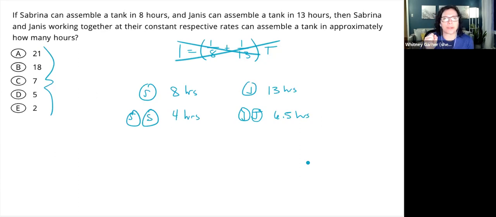But I don't have two Sabrinas and I don't have two Janices. I've only got one of each, which means the actual value has to be somewhere between 4 and 6.5 hours. And if you find the actual midpoint, we don't need to for this one, but if you had a couple of answers in there, it'll be slightly closer to your faster person. It'll always be a little bit closer to your faster person. And so I know it's got to be between 4 and 6.5. So the only answer is D. Yeah, of course. This can be super helpful.